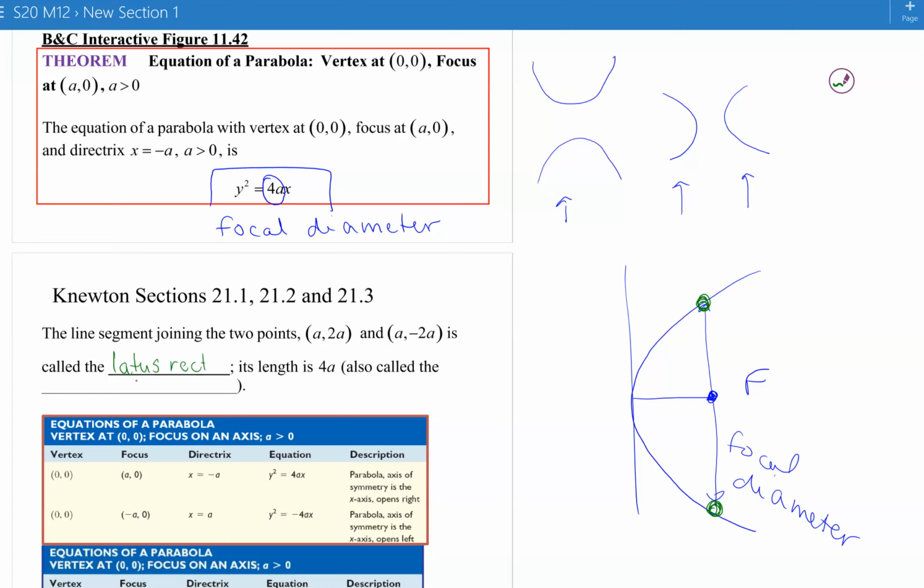You'll hear it said lots of different ways. Formal Latin would be latus rectum, but you rarely hear that. So its length is 4a because this distance is a from the vertex to the focus, and then the focal diameter is 4a, so each side is going to be 2a because of the symmetry. So this is the focal diameter, the quantity 4a that you see in the equation.